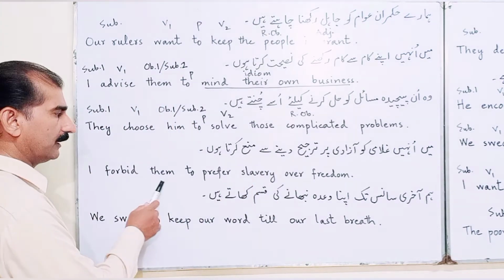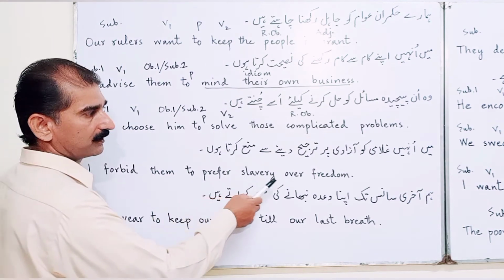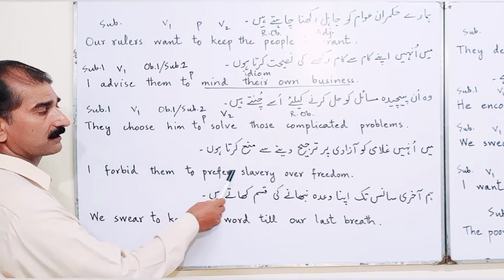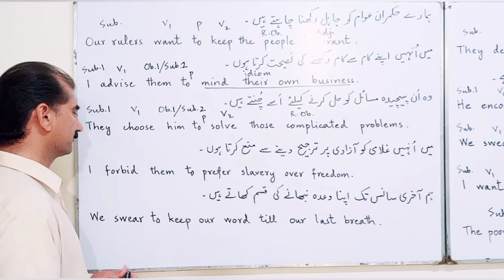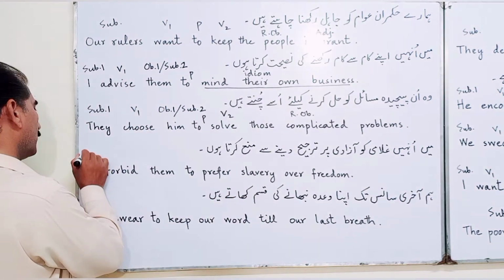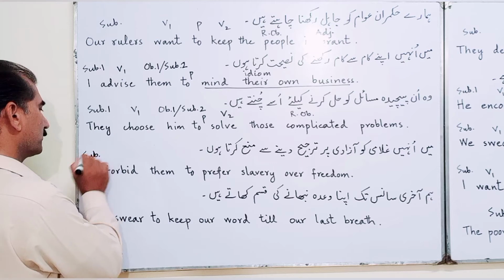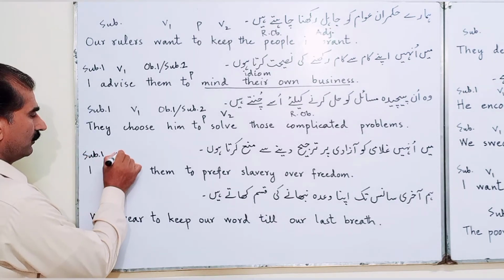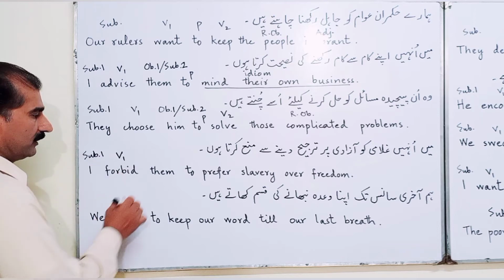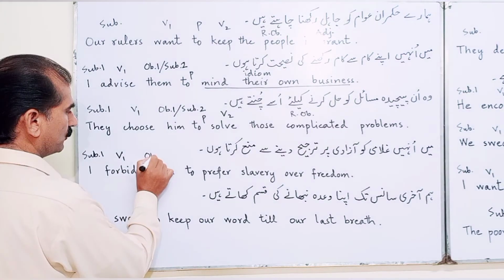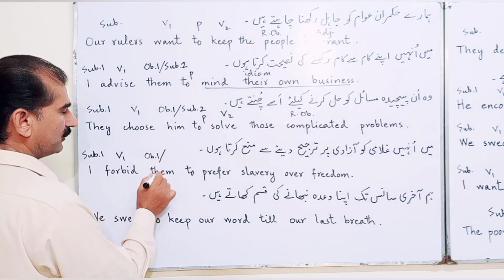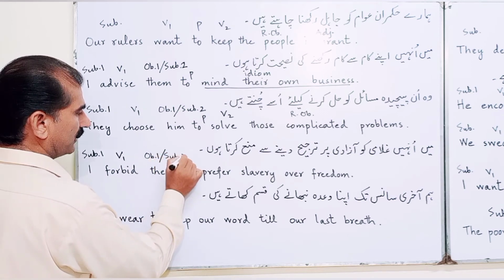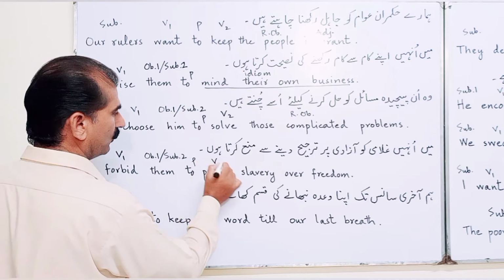I forbid them to prefer slavery over freedom. Pay attention to its order of the words. I is serving here as a subject 1. Forbid is verb 1. Them is again serving two functions. It serves as object 1 for the subject 1 and as subject 2nd for the verb 2nd.